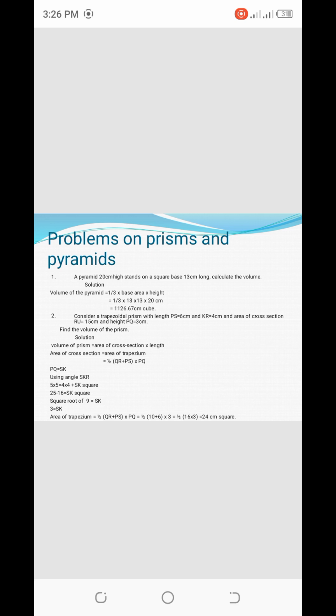So area of the trapezium is equal to half of QR plus PS times PQ, which is equal to half of (10 plus 6) times 3, which is equal to half of 16 times 3. And that gives us 26 cm square.